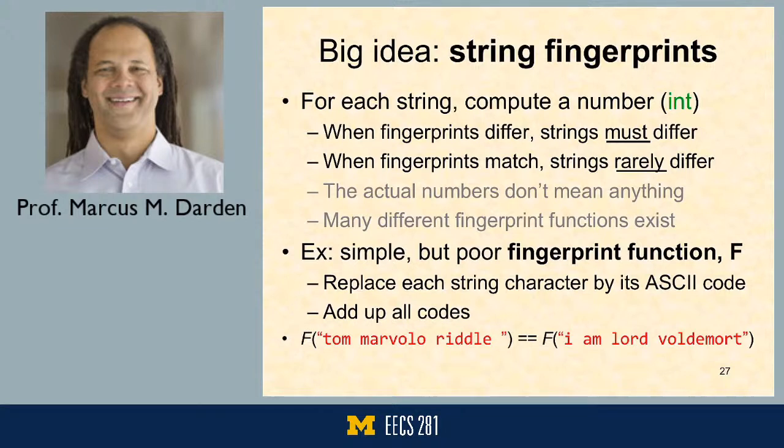So what I have there is a necessary condition, right? It's necessary that if the fingerprints are different, then the words are different. However, when the fingerprints match, the strings can still differ, but it's much more rare. So when I'm looking at two fingerprints, I can very quickly, in constant time, compare them, because now the fingerprint is an integer.